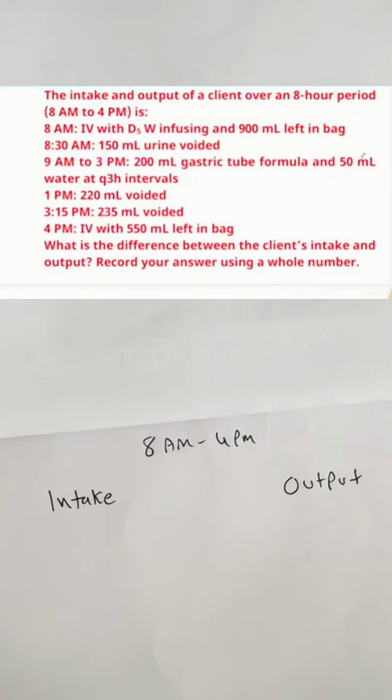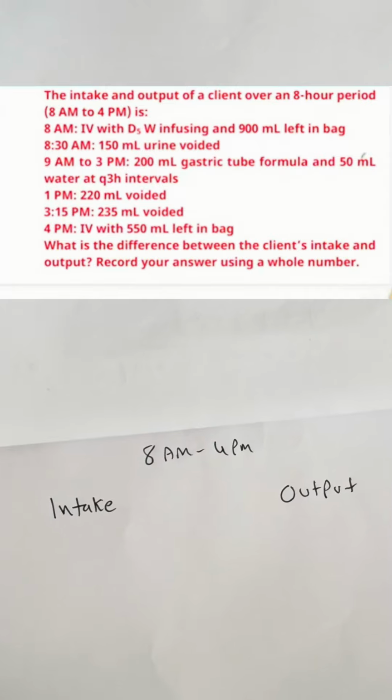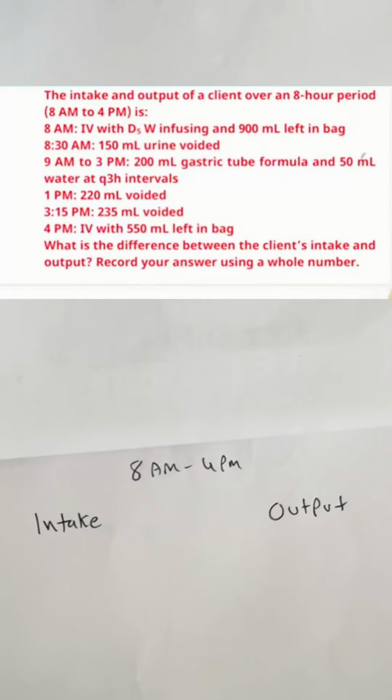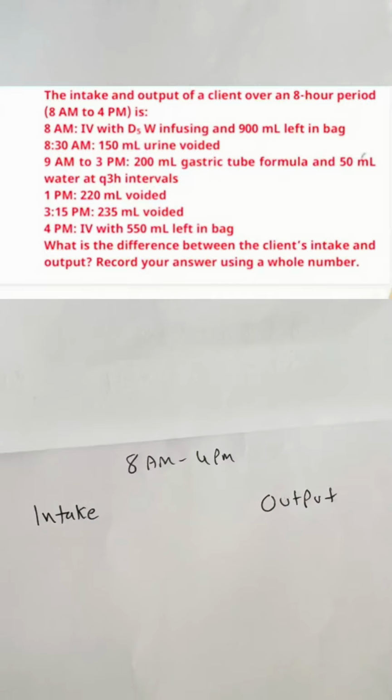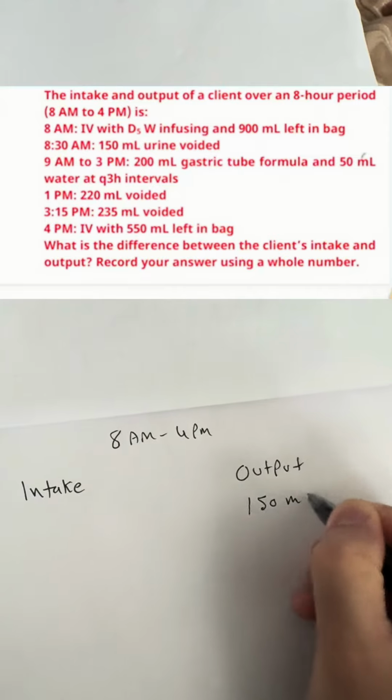So let's start. At 8 o'clock, IV with D5 infusing, 900 ml left in the bag. If you start your shift and the patient is already running IV hydration with 900 ml left in the bag, this did not tell me how much he got, but at the end of the shift we will see how much exactly he got out of 900, right? Now let's jump to 8:30 a.m. The patient had 150 ml urine output, so that means he had 150 ml output, right?